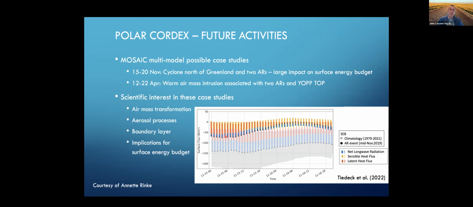Another case from the spring, mid-April, was related to a warm air mass intrusion. There were a couple of atmospheric rivers with this as well. This also corresponds to a Year of Polar Prediction targeted observation period, and so there'll be some additional observations beside what's available for Mosaic. And the interest in these cases is looking at how these lower latitude air masses transform as they move into the Arctic, looking at aerosol processes and clouds, the boundary layer and how that's responding, and then implications for the surface energy budget.